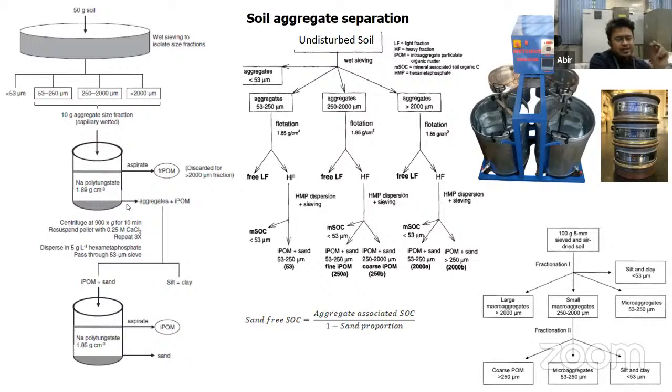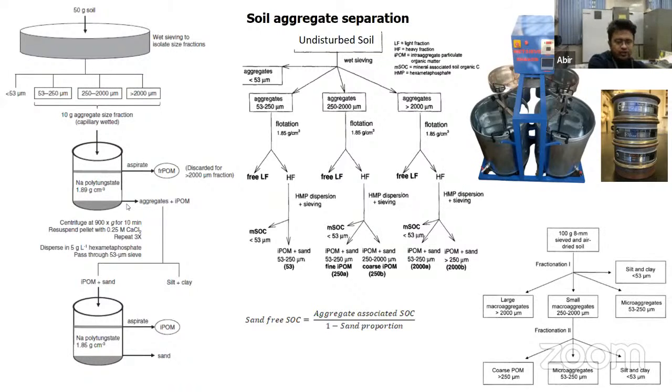So in each of those size fractions, some sand particles will be present. And as we know, sand particles are kind of inert. They generally do not bind with organic matter. So we should report our aggregate-associated carbon without the sand portions, because otherwise that will be an underestimation, right?